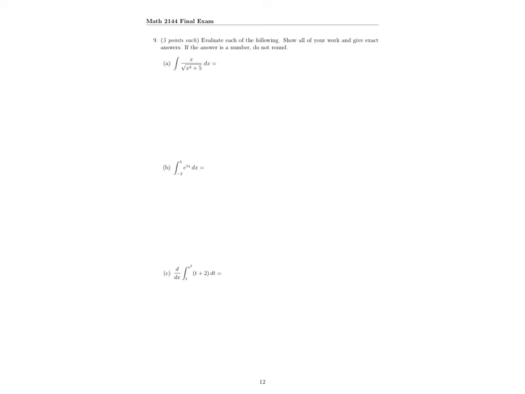So the first one, I'm looking at this one and I see kind of an inside function and an outside function. And so I know probably I want to do a u substitution on this. I'm thinking about letting u be equal to x squared plus 5. So usually you want to let u be equal to whatever the inside function is. And then my du will be 2x. So I almost have my du.